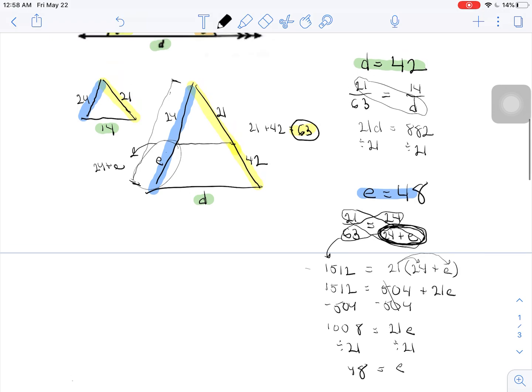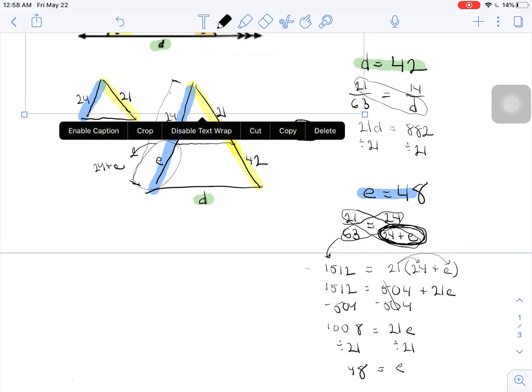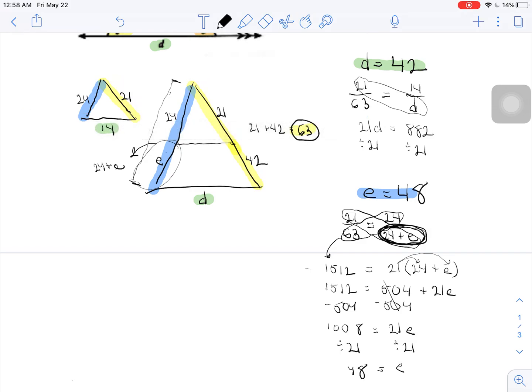So sometimes you might have to add some numbers together. Like on the yellow side, we had to add 21 and 42 to get the whole side of 63. Or we had to add 24 and e in our proportion to get the entire blue side length that goes with the 24 on the small triangle. So sometimes you have to do some adding or putting together parts when you have a diagram with a shape inside another similar shape like this.